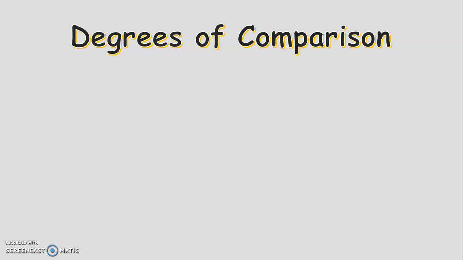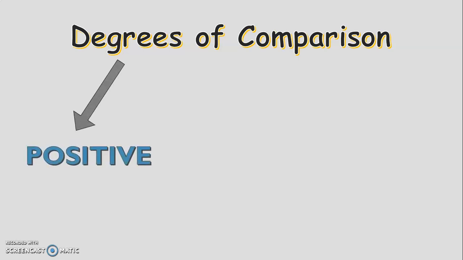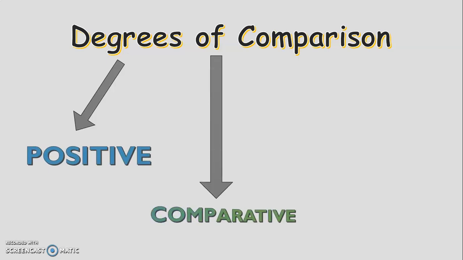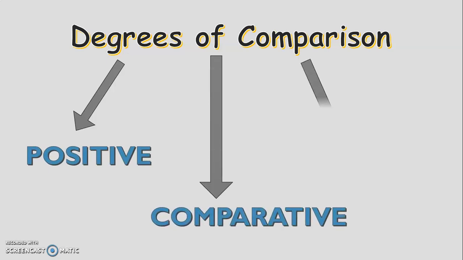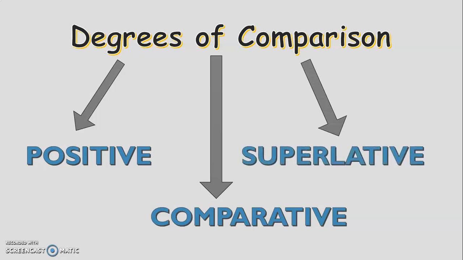Now, let's move to the degrees of comparison. In the definition previously, it is said that it tells us about the different levels of qualities. So there are different levels of degrees of comparison, a total of three levels. Let's see one by one. First one is positive degree, second one is comparative degree, and the third one is superlative degree.